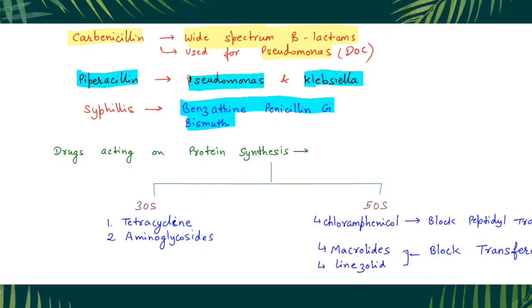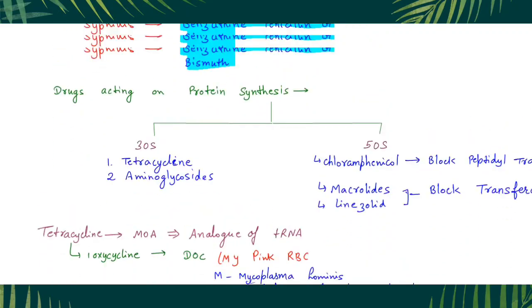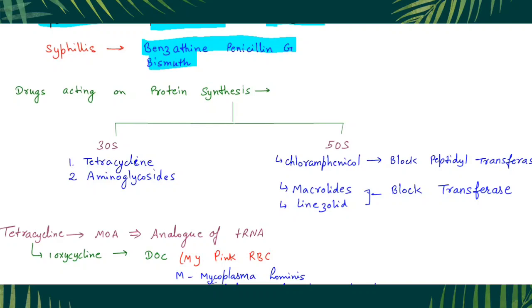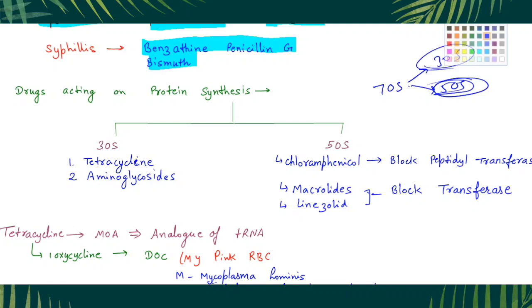Now the drugs that act on protein synthesis cause abnormal protein synthesis. These are 30S blockers and 50S blockers. In bacteria, we know there is 70S present, which means there is a 30S and a 50S subunit. What are the 30S blockers? These are tetracycline and aminoglycosides. The mechanism of action is different, but both inhibit the formation of the 30S ribosomal subunit process.